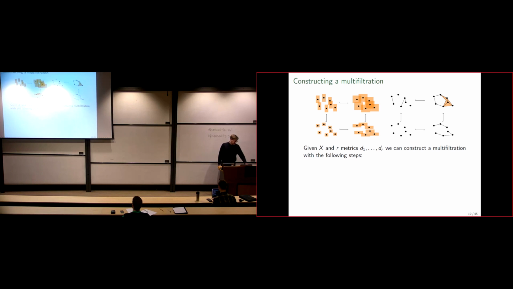We start as usual with our dataset X and our metrics that we use to construct the multi-filtration. We add an edge between two points x and y if the metric d_i is less than or equal to epsilon_i for all i from 1 to r, essentially. So if the two rectangles or balls, or whatever metric representation it would have, intersect, then we add an edge between these two points.